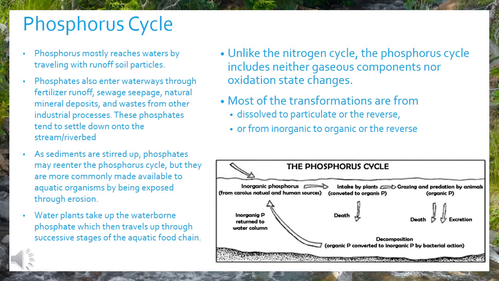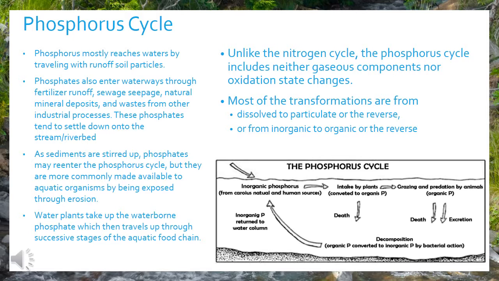Phosphorus is not highly soluble and binds tightly to molecules in the soil, therefore mostly reaches waters by traveling with runoff soil particles. Phosphates also enter waterways through fertilizer runoff, sewage seepage, natural mineral deposits, and waste from other industrial processes. These phosphates tend to settle on river and stream beds. As sediments are stirred up, phosphates may re-enter the phosphorus cycle, but they are more commonly made available to aquatic organisms by being exposed through erosion.